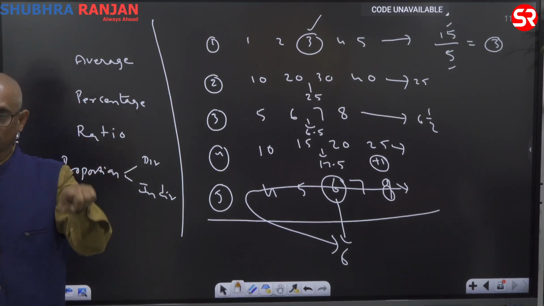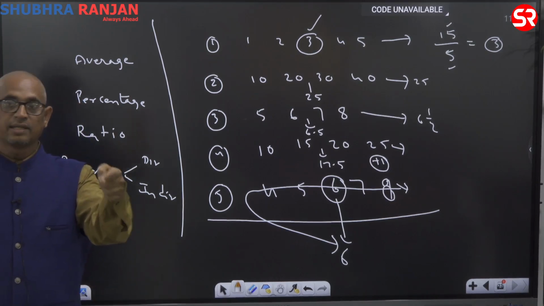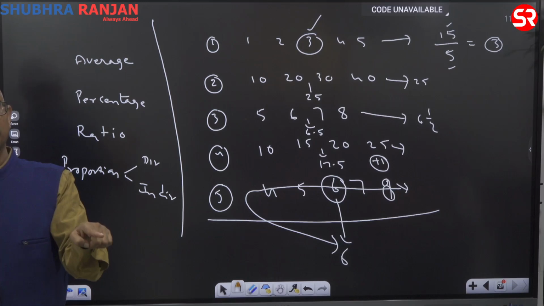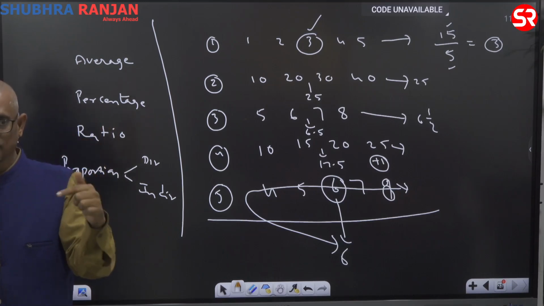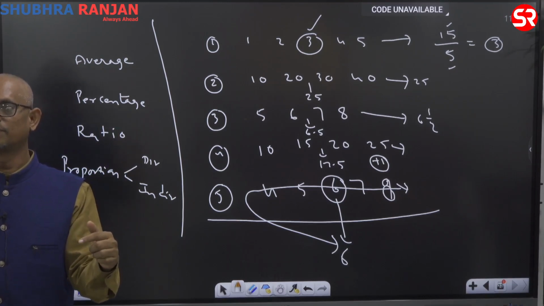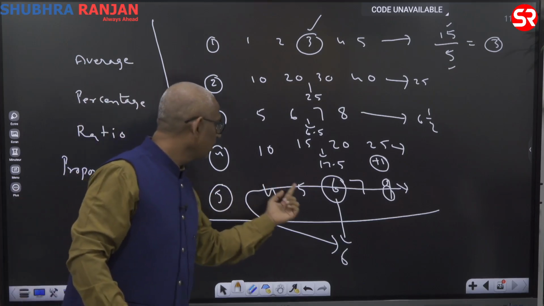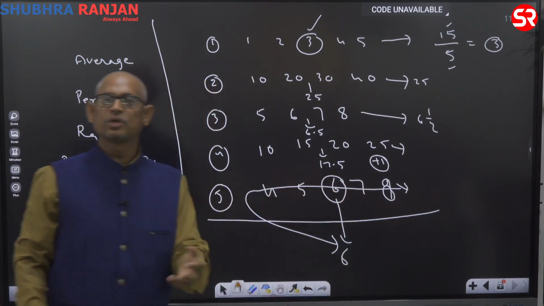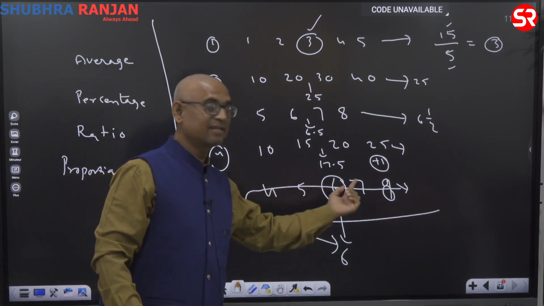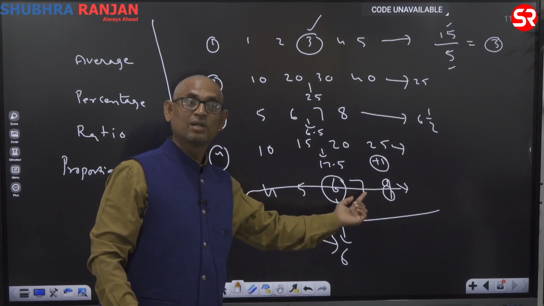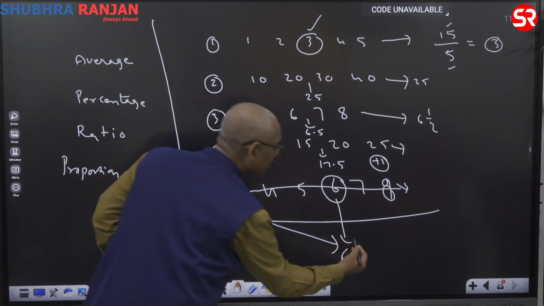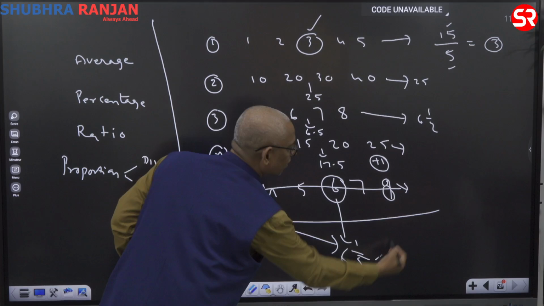But as per the rule, the average is the sum of the numbers by the number of numbers. Sum and total both are same. Here how many numbers are there? 1, 2, 3, 4, 5. So the denominator is 5. Numerator is 4 plus 5 plus 6 plus 7 plus 9, but we consider only 8. What is the remainder? 1. So I am taking that remainder and that divisor. 6 1 by 5 is the answer.